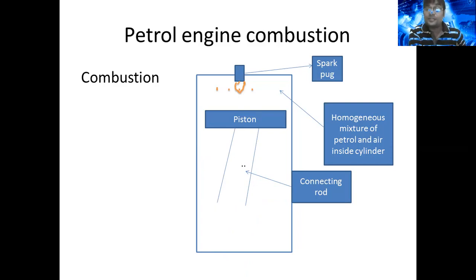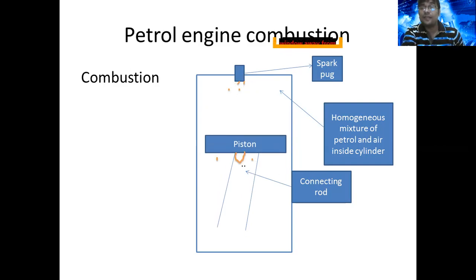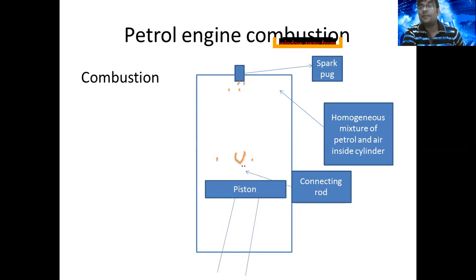So on top of the piston, a homogeneous mixture is there. That homogeneous mixture's pressure and temperature is increased. How is it increased? By the help of the piston. The piston moves up, which increases the pressure and temperature of the homogeneous mixture. Then the spark plug gives a spark, which burns this homogeneous mixture. Due to burning, what happens? The piston is pushed downward. Why does this happen? Because burning creates very high pressure and temperature, which moves the piston very fast.